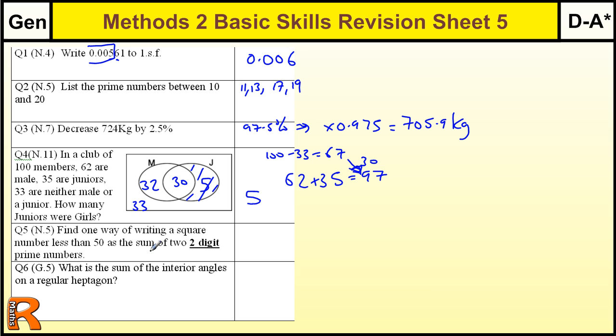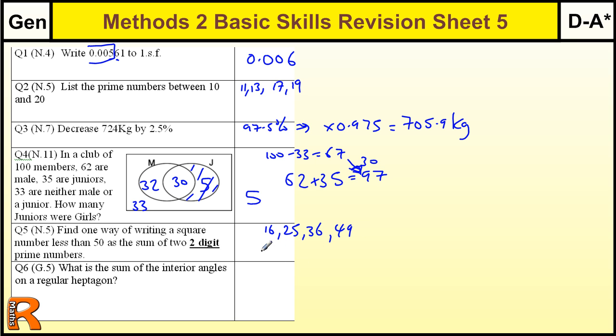Find one way of writing a square of a number less than 50 as the sum of two two-digit prime numbers. So the square numbers less than 50, you don't really need anything less than 10 because they clearly can't be written as a sum of two-digit numbers. So let's just write out the ones that might be. Okay, so there's the square numbers.